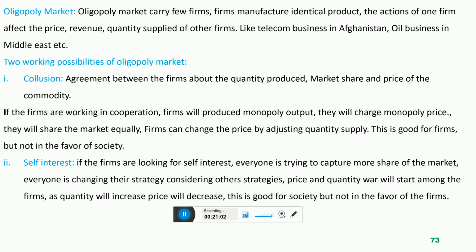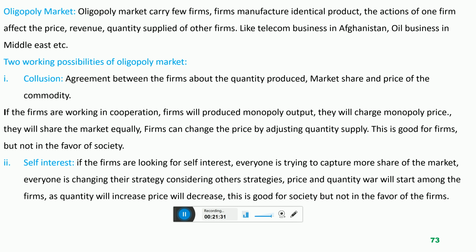One company is increasing sales by decreasing price. Another company is also increasing sales by decreasing price. So there is a war between the companies. And this is good for the society, because when the companies are at war, they will increase the supply by decreasing price. So price will be low. So this is good for the society, but this is not good for the companies. This is bad for the companies.